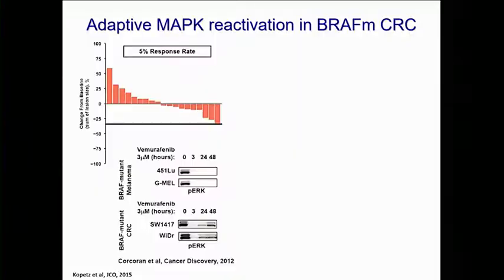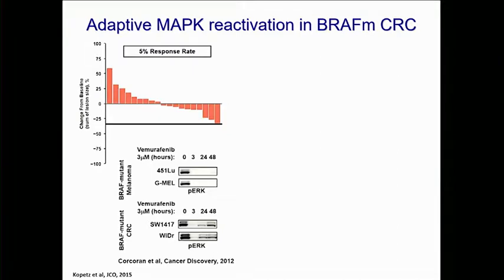Now, at the time this result came out, the prevailing hypothesis in the field was, well, colorectal cancers just are dependent on other pathways. They're just not MAP kinase pathway dependent. However, when we went to actually try and figure out what's going on here, we modeled what happens when you give a BRAF inhibitor to BRAF mutant melanoma cells or BRAF mutant colorectal cancer cells. And what we found was quite interesting and suggested that perhaps the opposite was true.